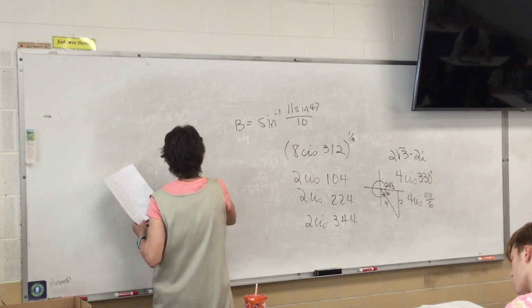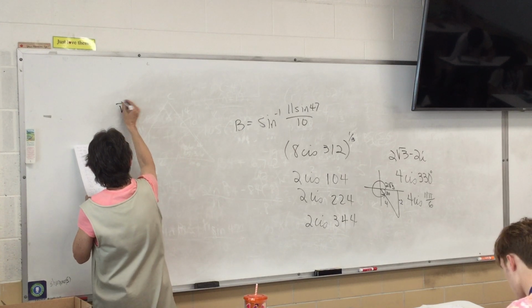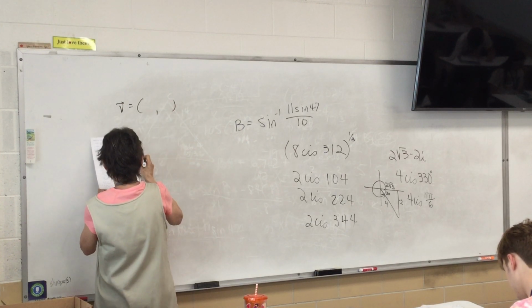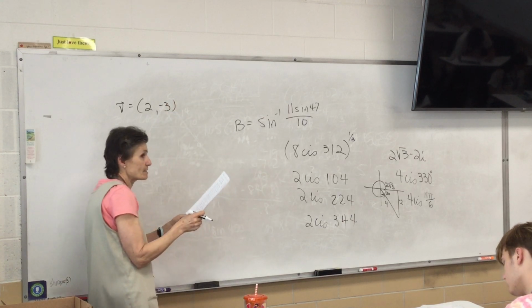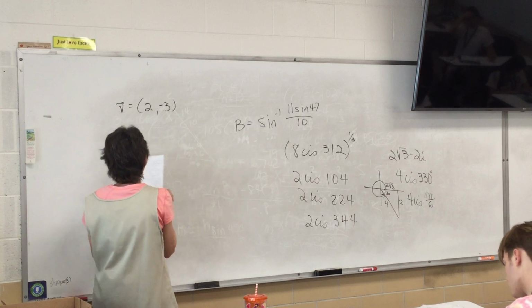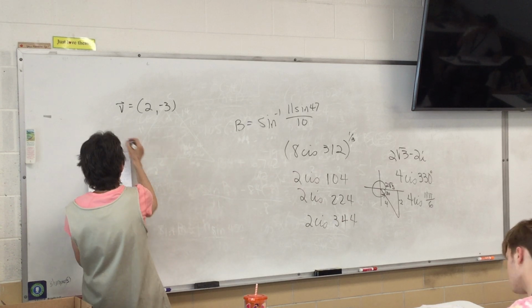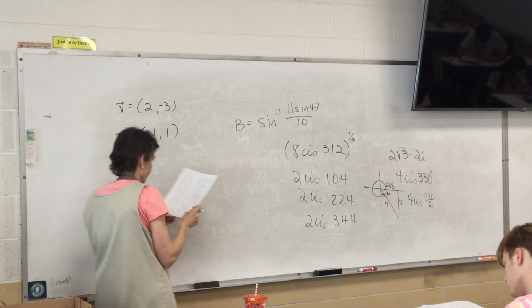Okay, well, first of all, let's look at our vectors. I'm going to go ahead and just write them in component form. Remember, i is the horizontal unit vector, and j is the vertical unit vector. So that's just 2, -3, and u is -1, 1.